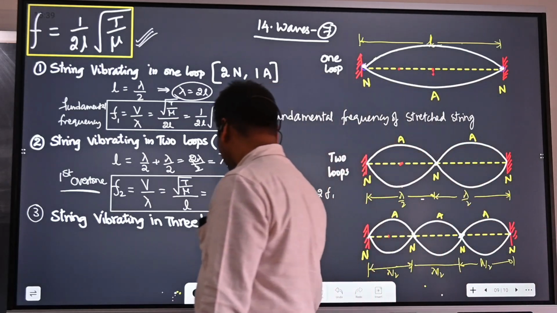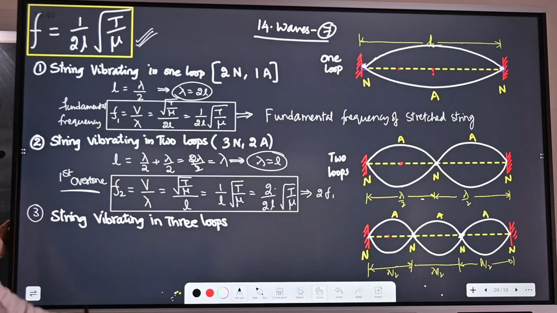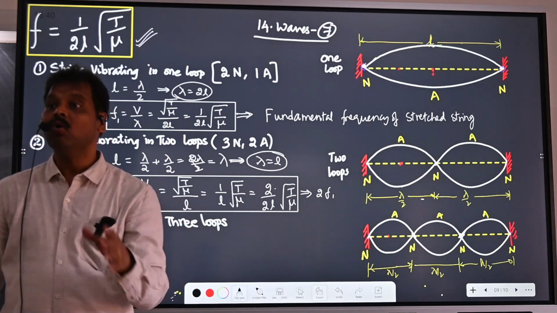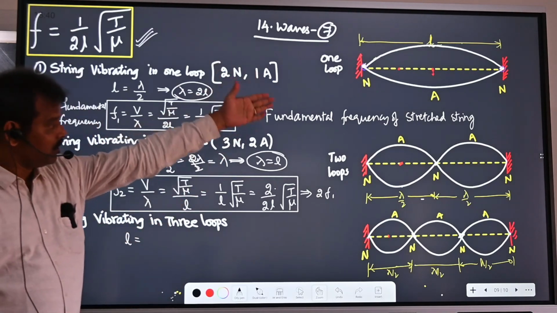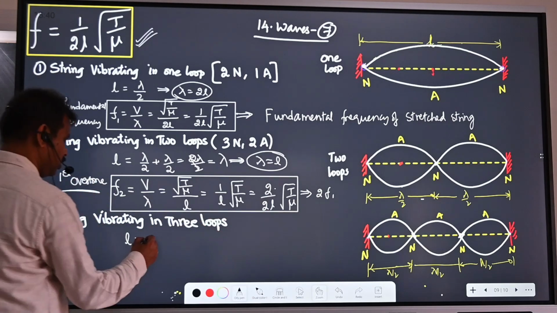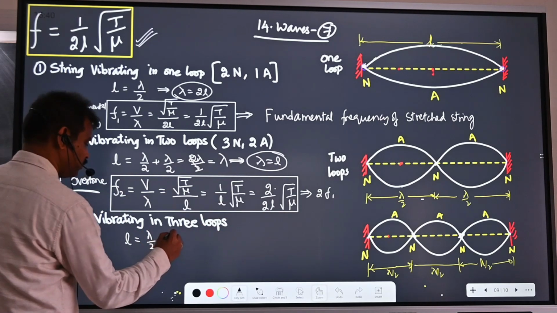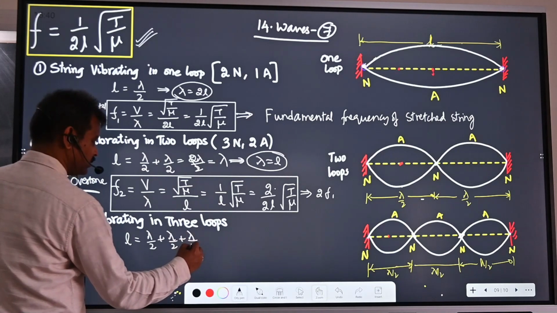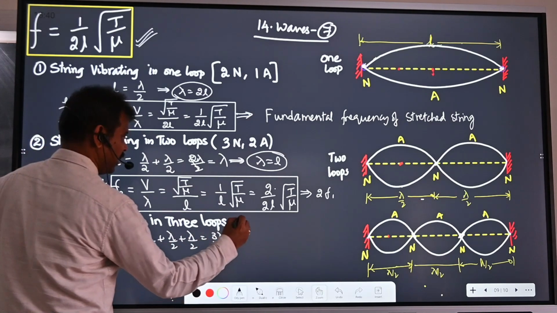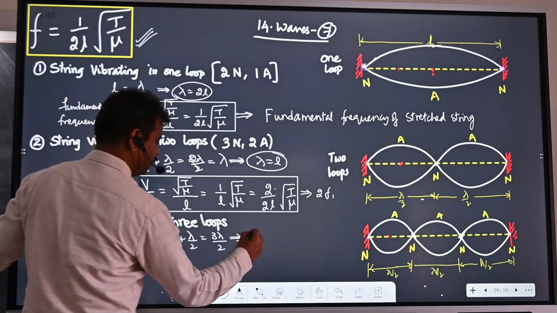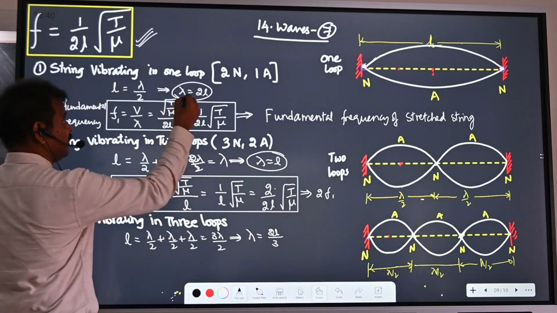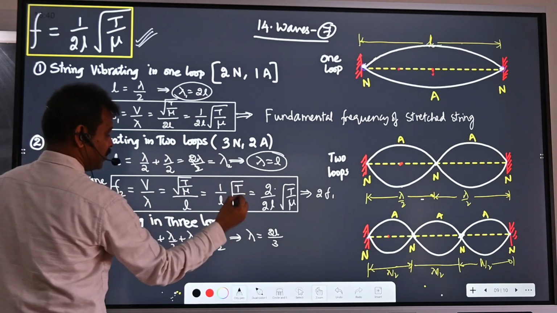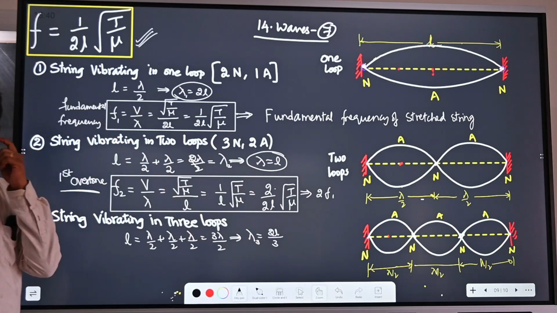Now I will write the explanation here. So what is the total length of the string? Whether the string has changed or not? No change. What has changed? The point where you are applying force on the string has changed. Previously middle, then here, then here. So now this length is lambda by 2 plus lambda by 2 plus lambda by 2, 3 lambda by 2. From this lambda will become 2L by 3. Here I will write lambda 1, I will write this as lambda 2, because the wavelength is also changing.